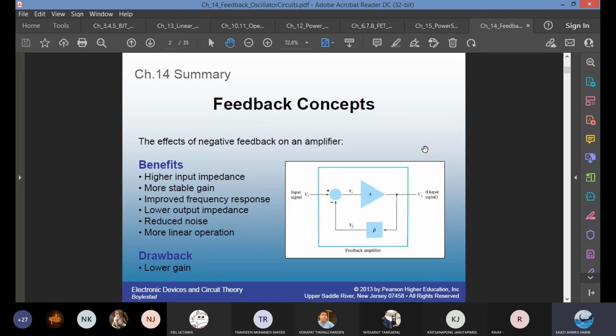First, we studied the concept of feedback. What are some of the benefits? It will make your gain more stable, higher input impedance, improved response at higher frequency, the operation will be linear, noise will be reduced. What is the drawback, which means the opposite of benefit? The gain will be less. I think we can live with it. There is no point in having a 1,000 or 20,000 gain if you cannot control it.